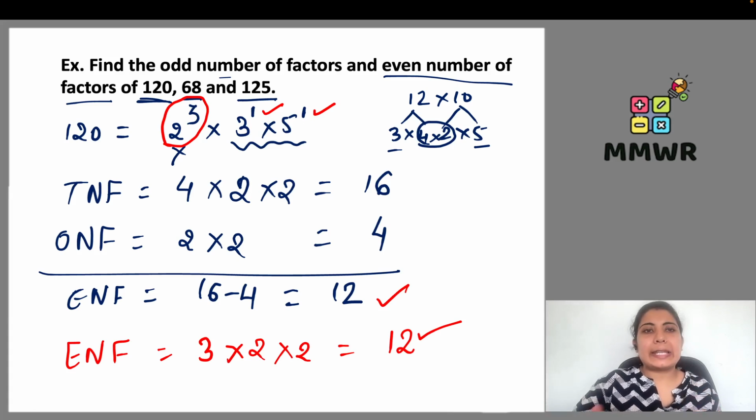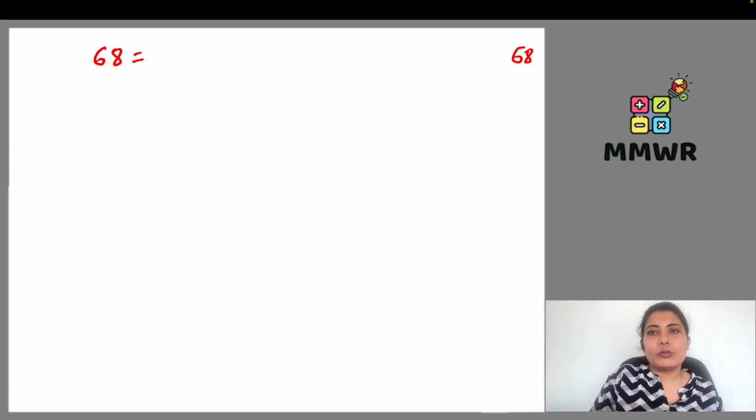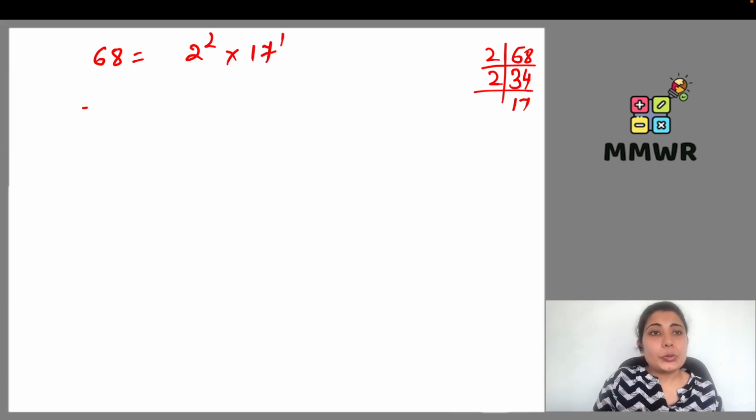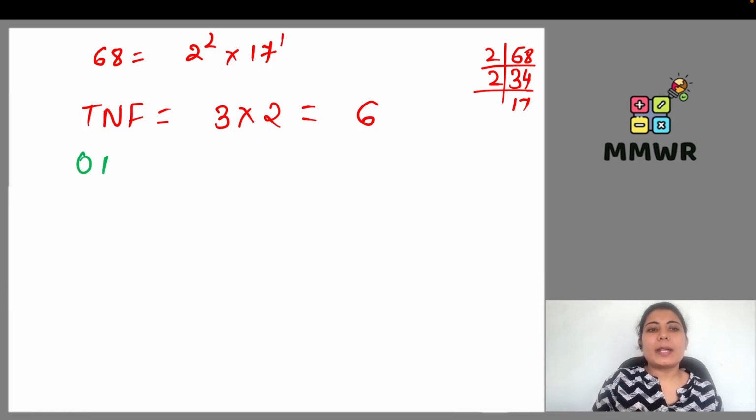Okay, another example is 68. So what factorization will we be getting for 68? For 68 we will be getting 2 threes are 6, 2 fours are 8. Again by 2, 17 times. So 2 square multiplied by 17 to the power 1. Total how many factors are there? 3 multiplied 2, which is 6. Total 6 factors are there. Out of these 6, how many of them are the odd factors? Only 2, because I have the power 1. So 1 plus 1 gives me 2.